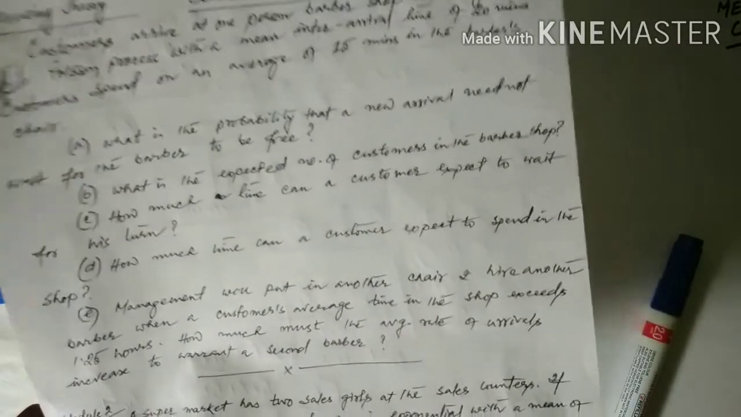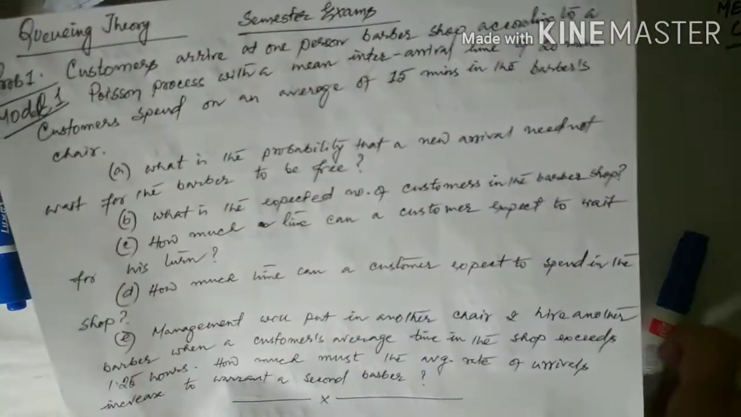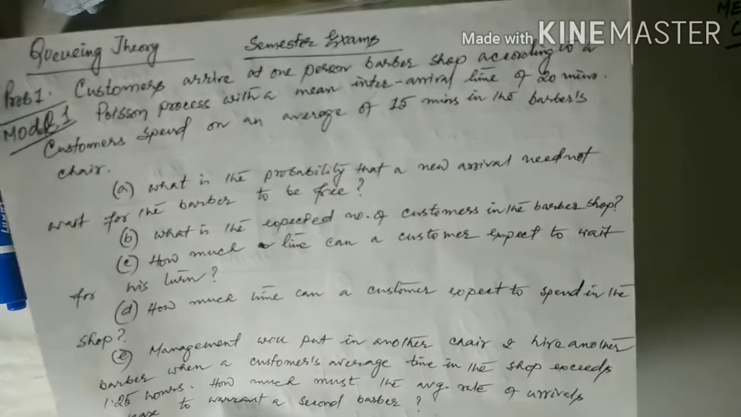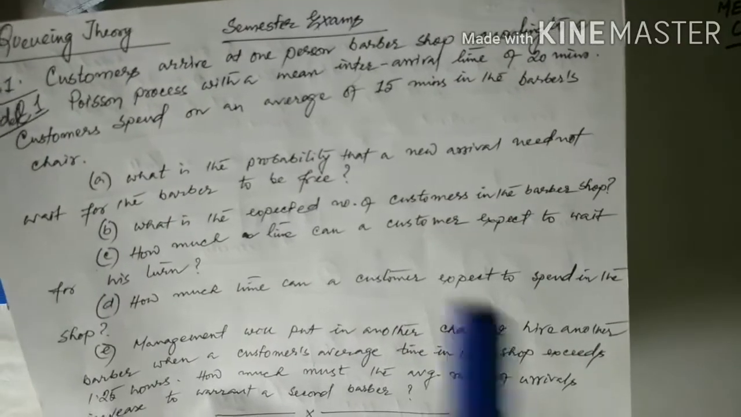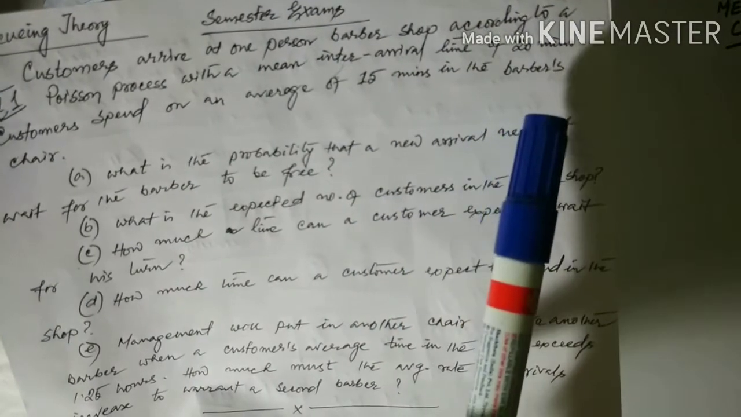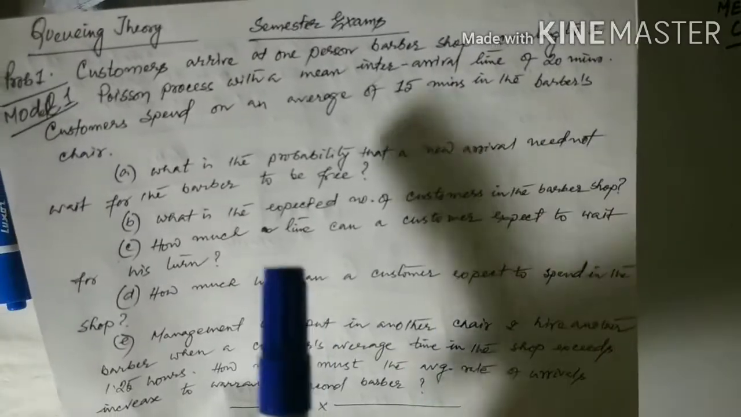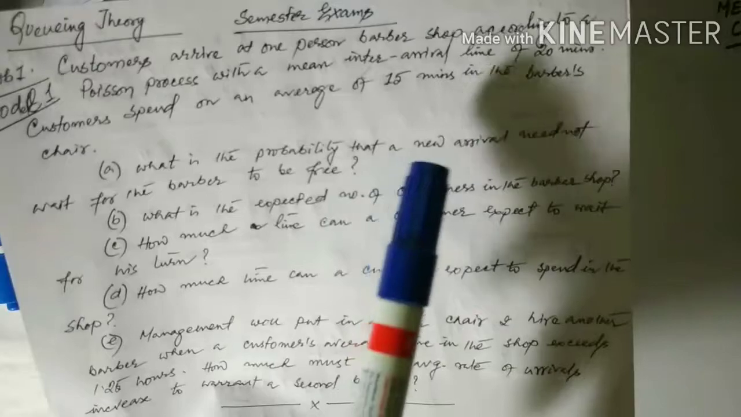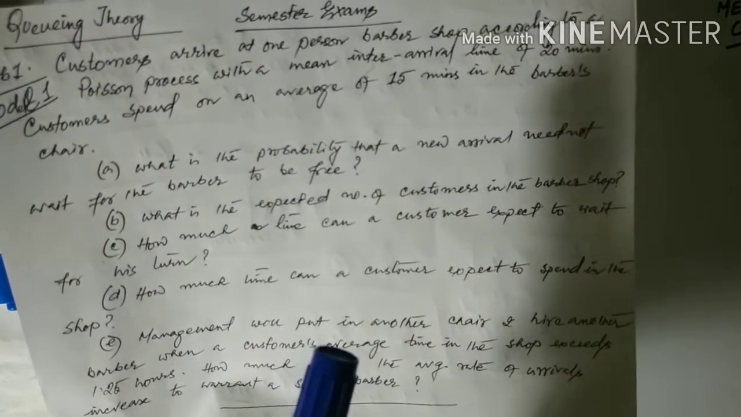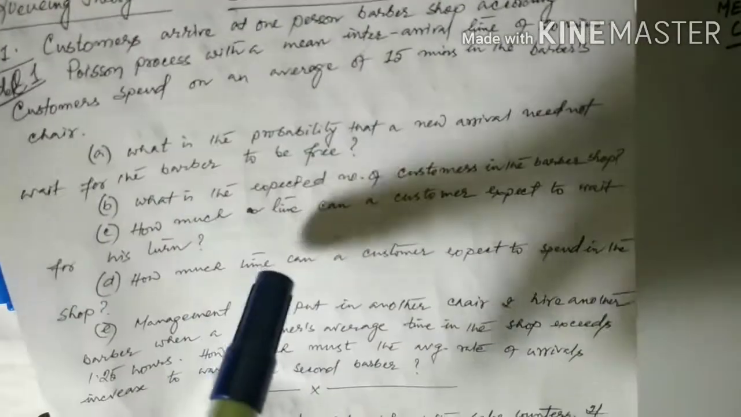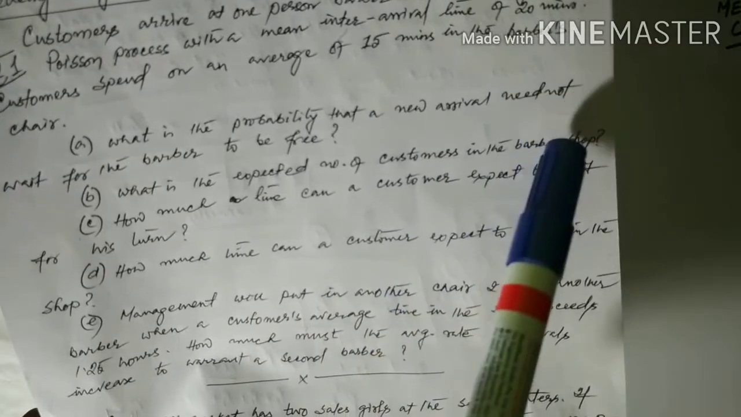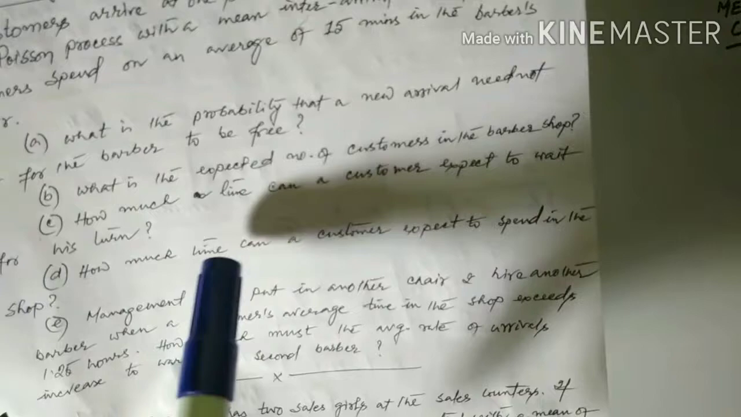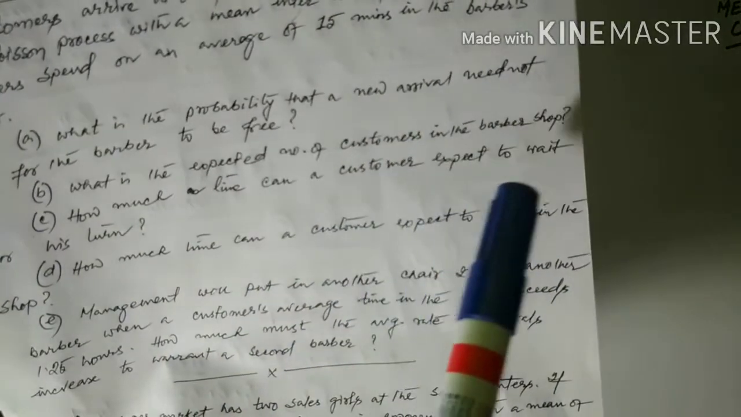It says customers arrive at a one-man barber shop according to a Poisson process with a mean inter-arrival time of 20 minutes. Customers spend on an average 15 minutes in the barber's chair. Now the question says, what is the probability that a new arrival need not wait for the barber to be free? And what is the expected number of customers in the barber shop?